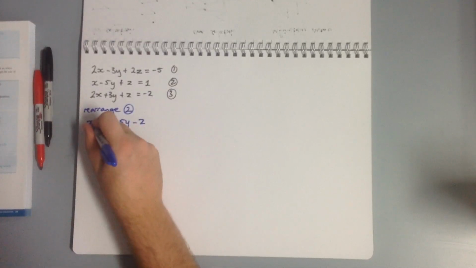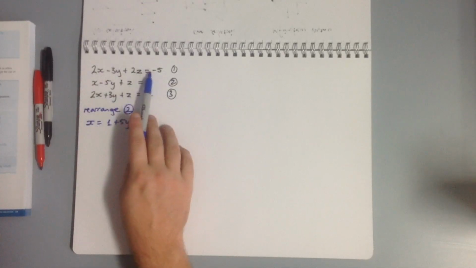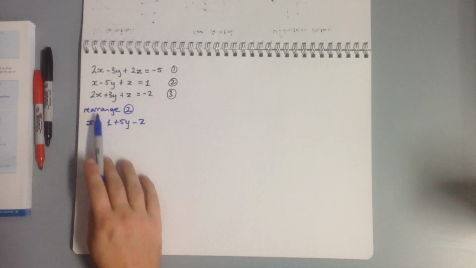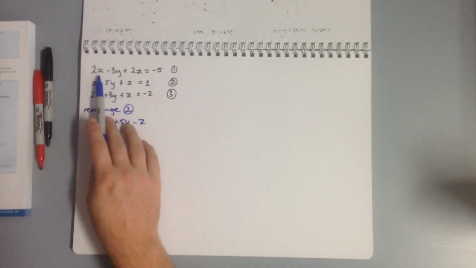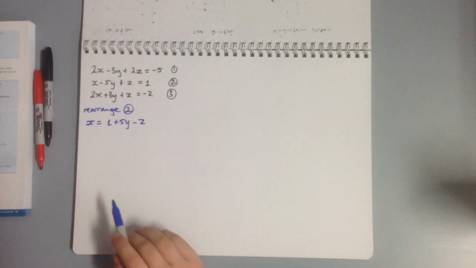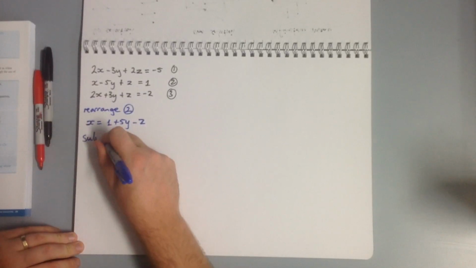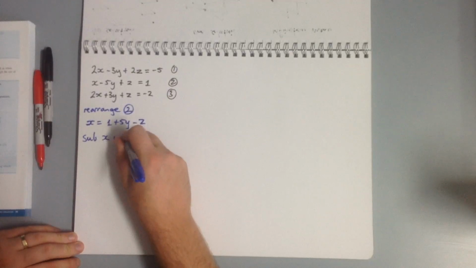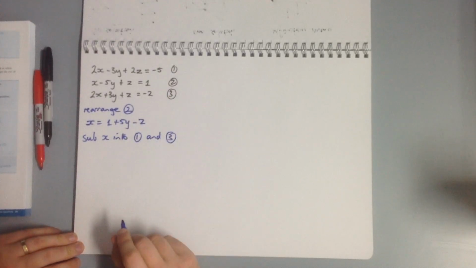Okay, then what's going to happen is when I sub x into here and here, it's going to disappear. We're only going to be left with an equation with y and z, and another equation with y and z, and solve them simultaneously as we have. So we're going to sub x into 1 and 3.